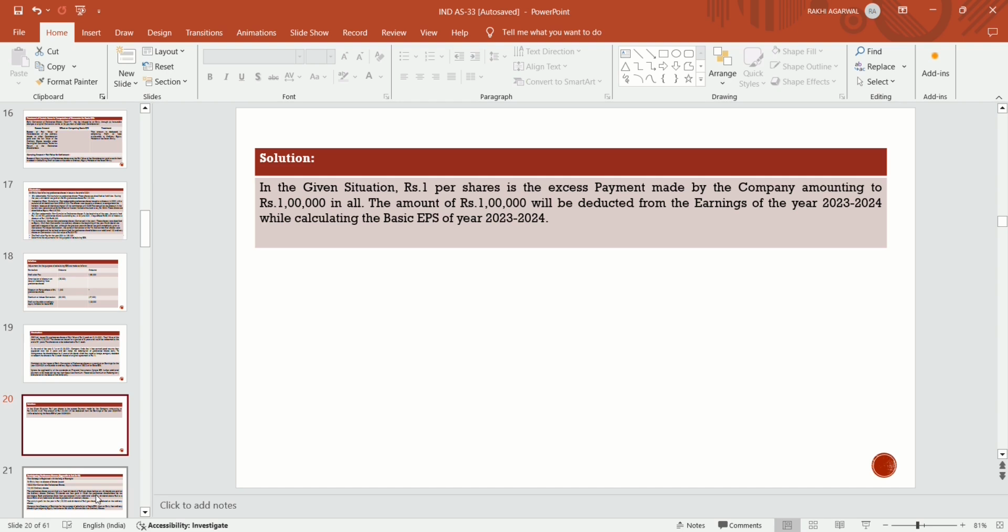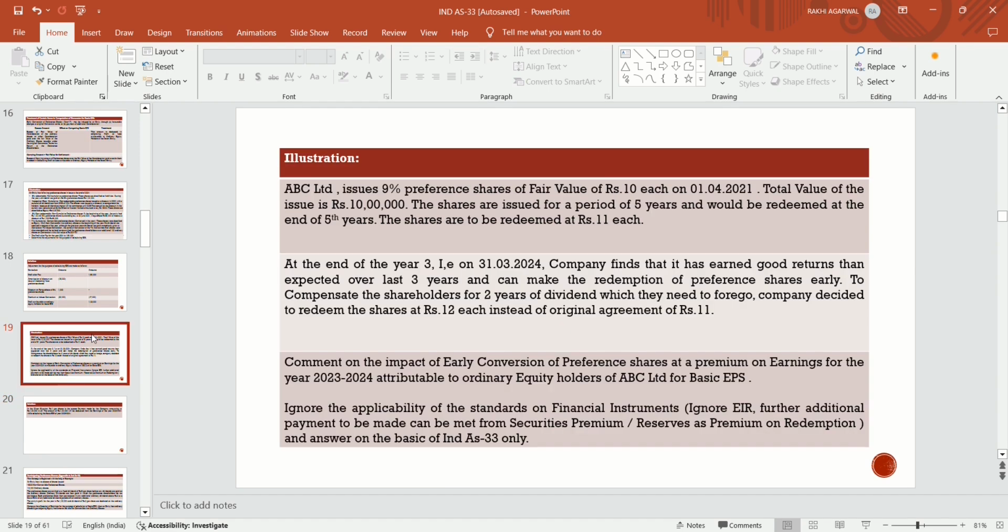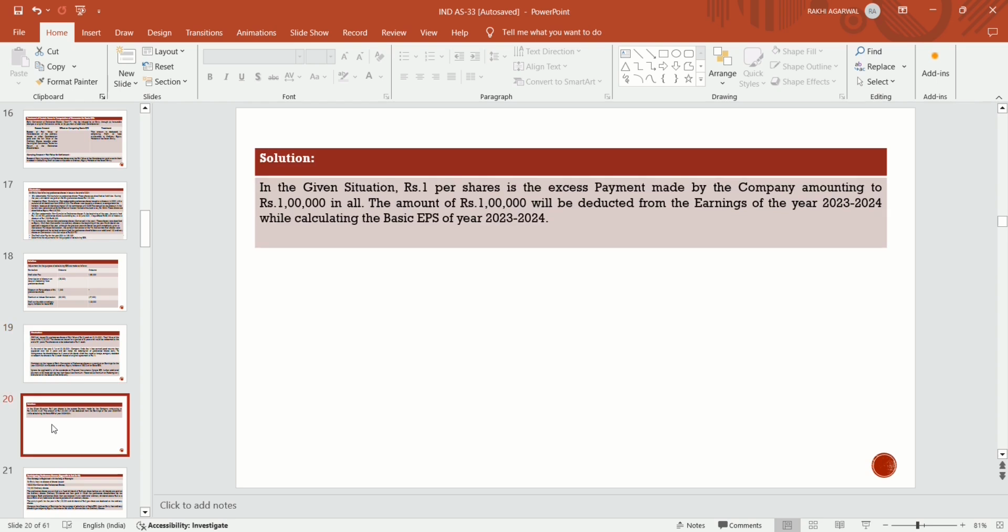Solution: in the given case, rupees 1 per share is the excess payment made by the company. The total value of the issue is 10 lakhs and the fair value of the share is 10 each, so the number of shares is 1 lakh and an excess premium is paid. That is the amount paid in excess of the original agreement. Originally it should be paid 11, but due to early redemption they paid rupees 12 to the shareholder. So the excess amount is 12 minus 11, rupees 1 per share, which for 1 lakh shares is 1 lakh in all. The amount of rupees 1 lakh will be deducted from the earnings of the year 23-24 while calculating the basic EPS of the year 23-24.